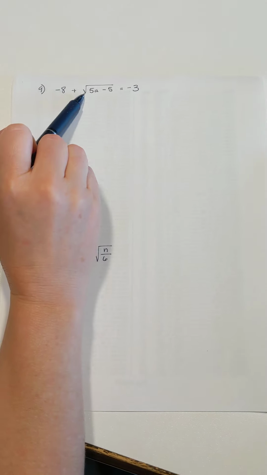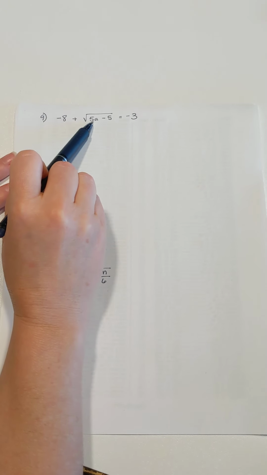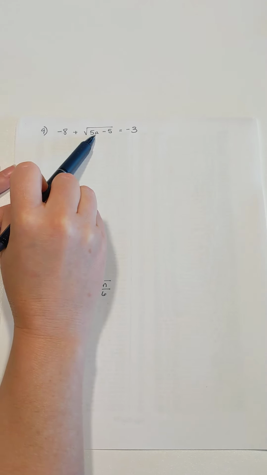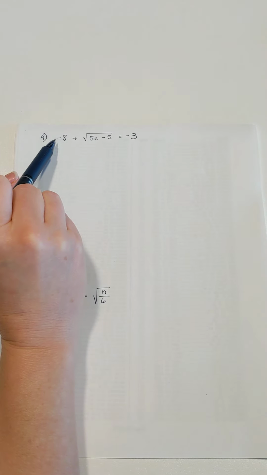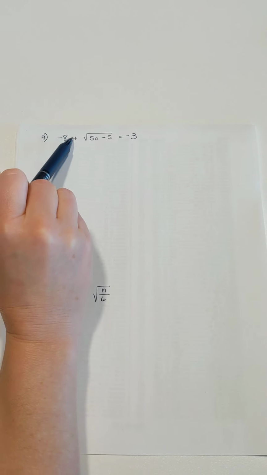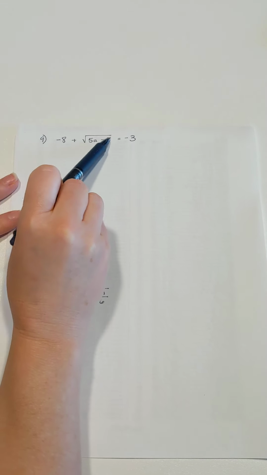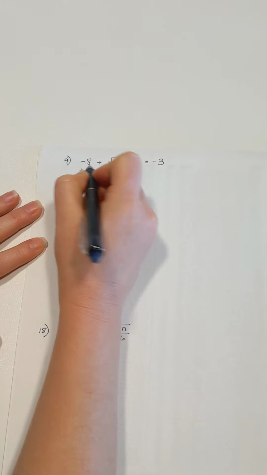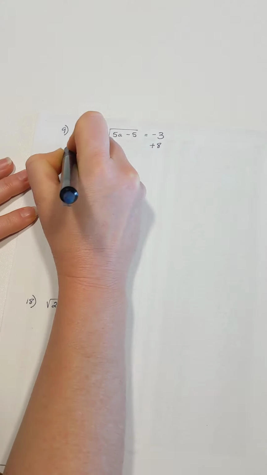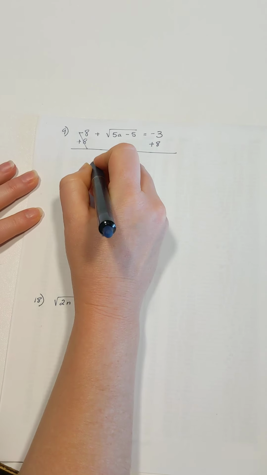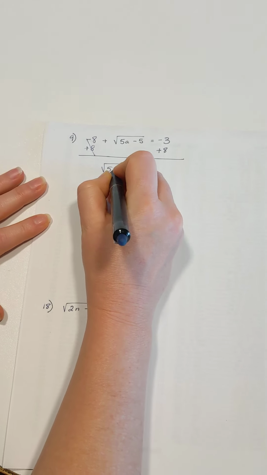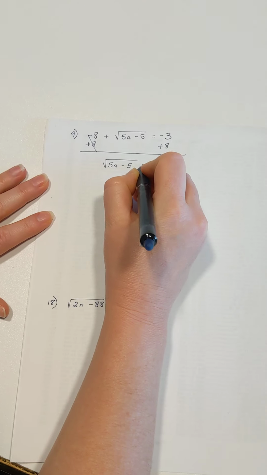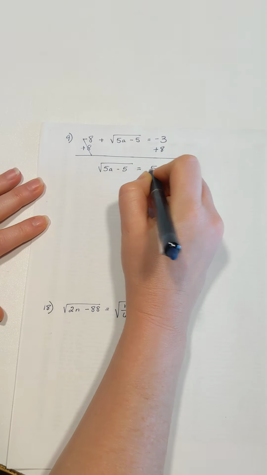Radical equations are just equations that have a radical involved with the variable underneath the radical sign. And what you want to do is to get everything, all the numbers and anything else, away from the radical sign first. So to do that, we'll add 8. So on the left, we're left with 5a minus 5. On the right side, we get 5.